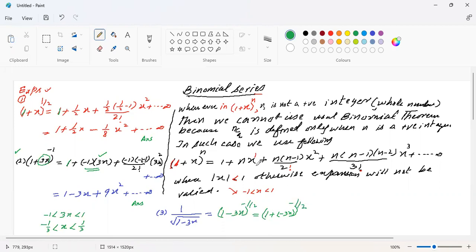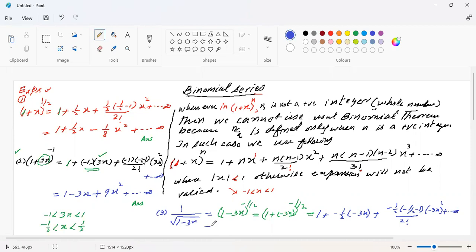And then using this formula, expand this and as usual, we write the first term 1, the second term, the product of these, minus 1 by 2 into minus 3. And the third term, negative 1 by 2, negative 1 by 2, negative 1 divided by 2 factorial. And here the minus 3x whole square and so on. Write all the terms after this. So the terms are infinite here also.